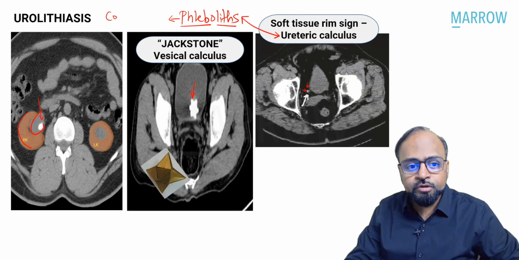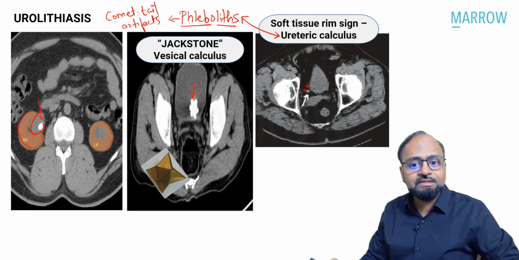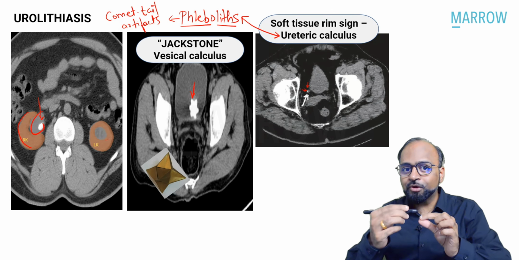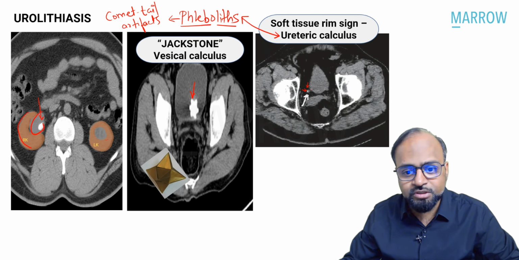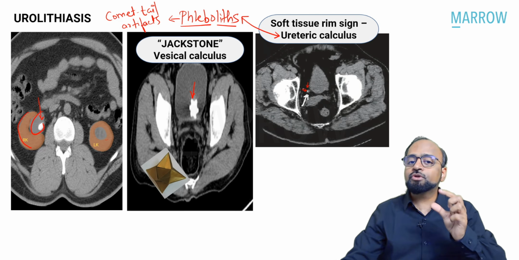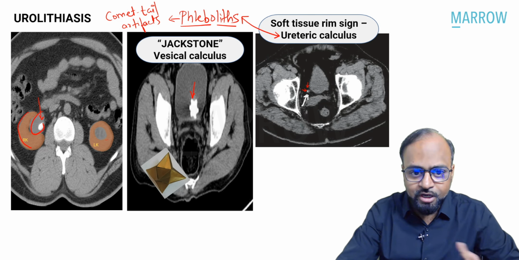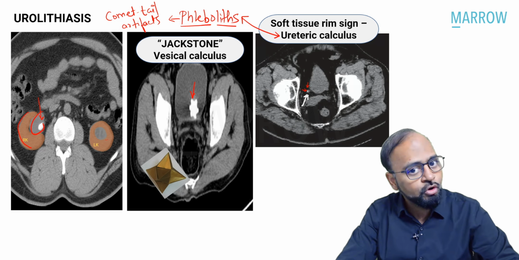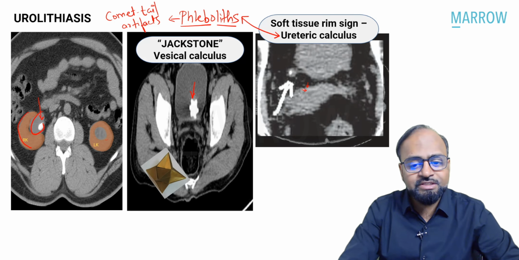on a CT scan show comet tail artifacts associated with them, whereas in an impacted ureteric calculus, because the calculus is impacted there, the ureteric wall around it becomes thick and edematous, and therefore if you see a hyperdense focus and a soft tissue rim around it, then that soft tissue rim is the ureteric wall, and therefore this is the soft tissue rim sign of ureteric calculus. So that is why identifying this sign is important, because it helps us distinguish between phleboliths which show comet tail artifacts and ureteric calculi which show a soft tissue rim sign. Yes, so this is the soft tissue rim here.